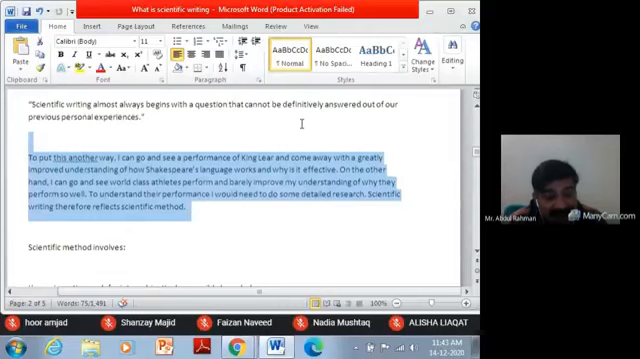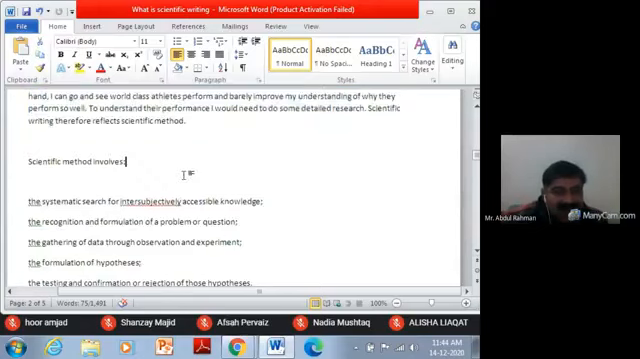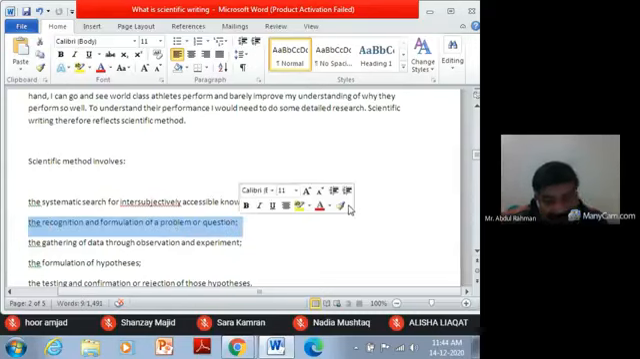So for science, you need to have some experiments. This is the difference between scientific writing and science writing. For scientific writing, you need to have a basic question: what makes an athlete run so fast? Then the second quality of all scientific writing is the involvement of the scientific method. It must have some systematic research procedure. Then the second thing is the recognition and formulation of a question or problem.